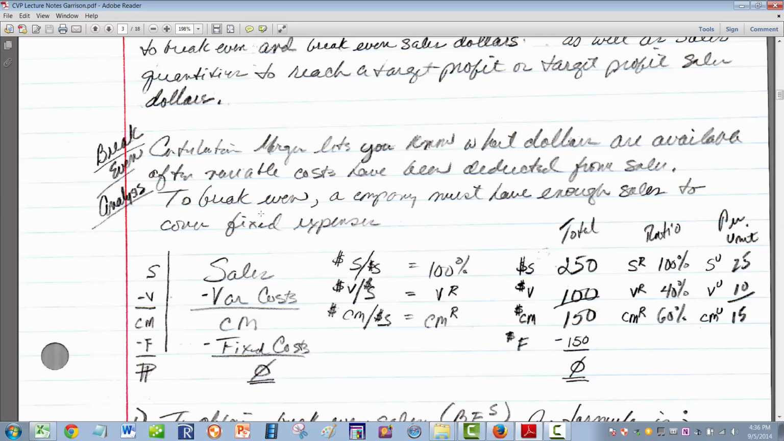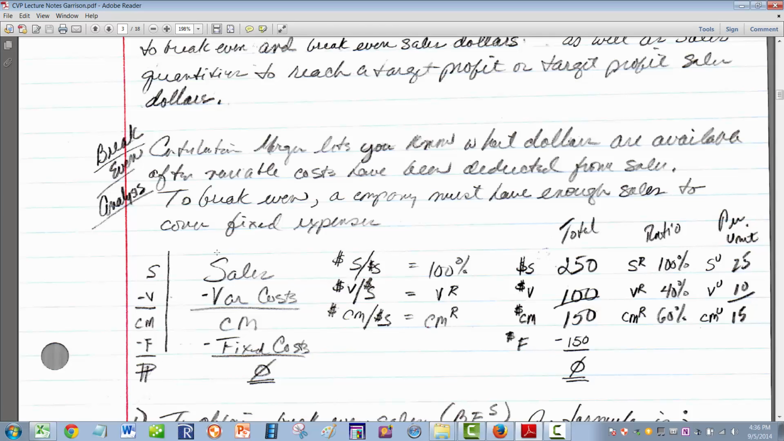The contribution margin, which remember is sales minus the variable cost, lets you know what dollars are available after variable costs have been deducted from sales. To break even, a company must have enough sales to cover its fixed expenses. Variable costs, by their very definition, are a percentage of sales. So every time you sell something, you are invariably going to incur these variable costs.